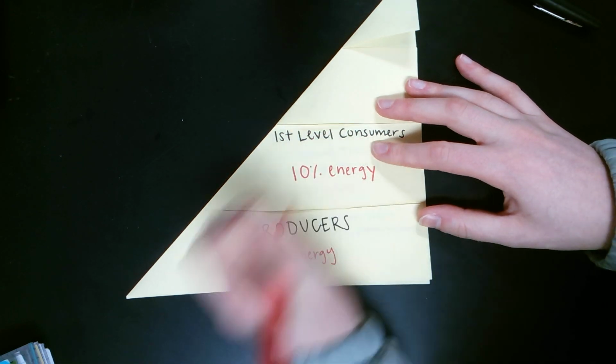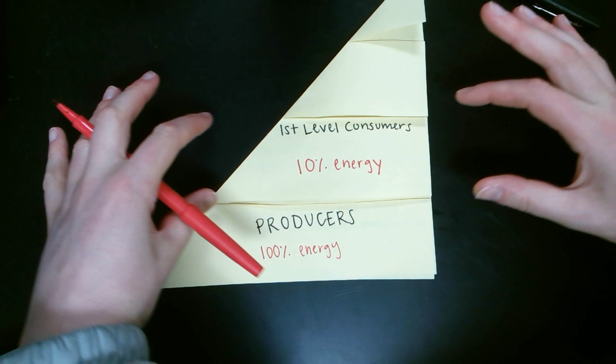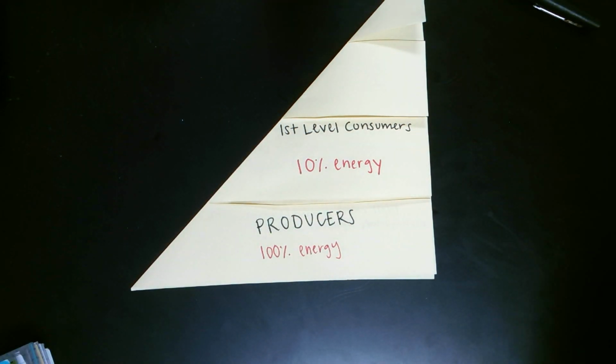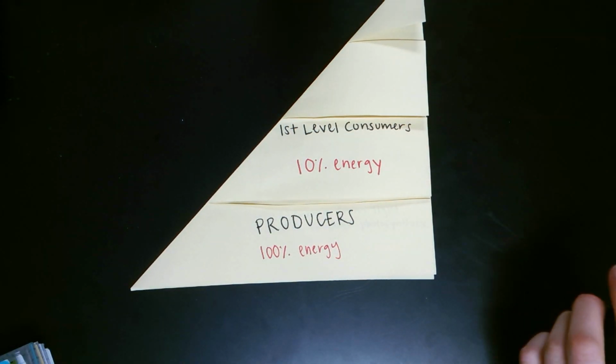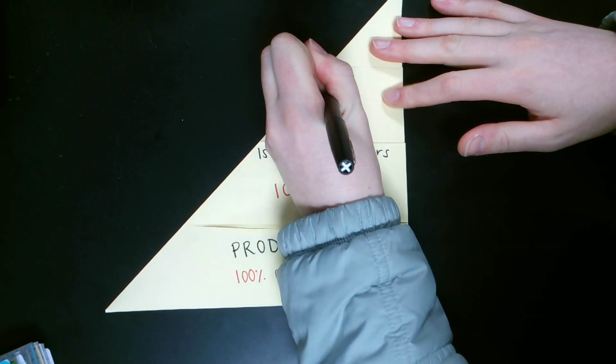And now you can begin to see why this is in the shape of a pyramid. As the producers have the most energy, our first level consumers get less energy. And as we keep working up, it just keeps happening. The next level is second level consumers.